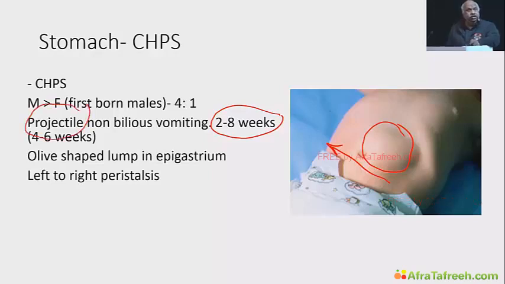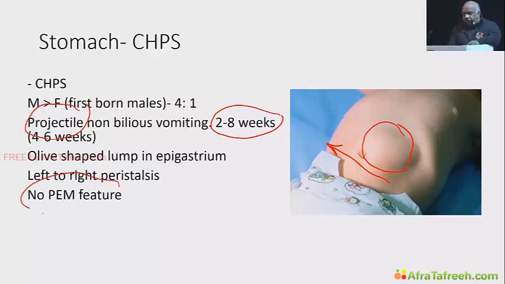In adults, if you have gastric outlet obstruction, the vomiting is regurgitant. Cancer is the main cause and ulcer is second most common cause. And stomach is full of water and food. If you shake the patient, you can hear the sound of water, called succussion splash. While in this condition, stomach is empty, no food. He takes milk, he vomits milk, stomach is empty. What kind of vomiting? Projectile. So unlike adults, which have regurgitant vomiting, here you have projectile vomiting. And olive-shaped lump, left to right peristalsis.